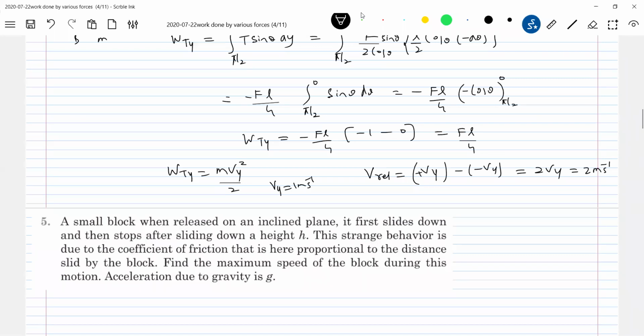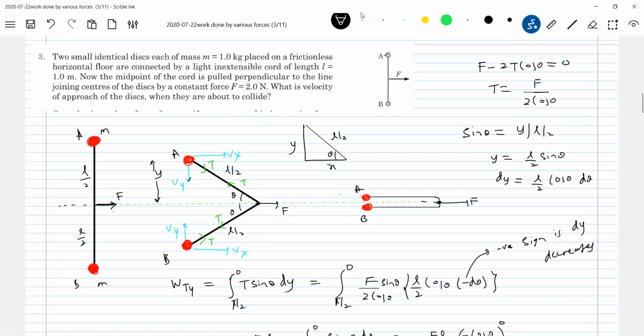Okay, this is about the string case, the work done by the tension in the string. I'm just introducing different cases. Just do remember.